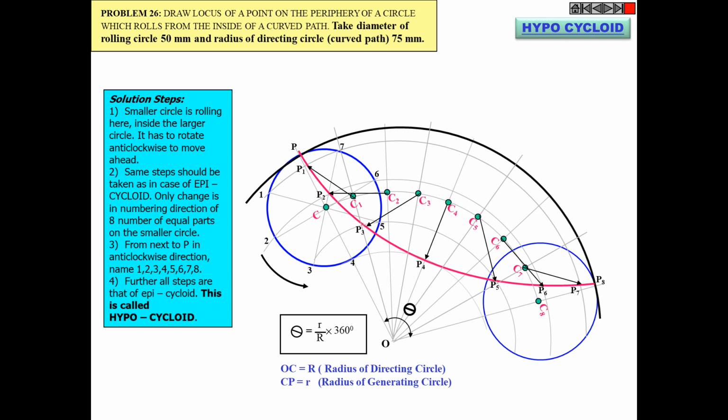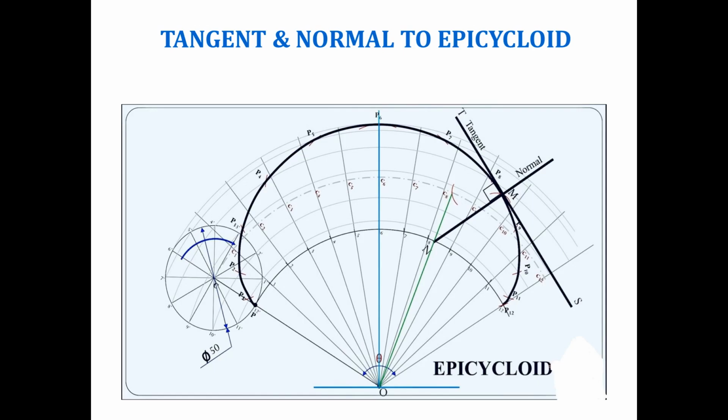The last part left is how to draw a tangent and normal to this epicycloid and hypocycloid, because in all the problems you have to draw a tangent and normal also, and the process of drawing tangent and normal is the same for both epicycloid as well as for hypocycloid. So I am showing it for epicycloid. You can do it for hypocycloid in the same manner. So quickly let me show you the tangent and normal part.